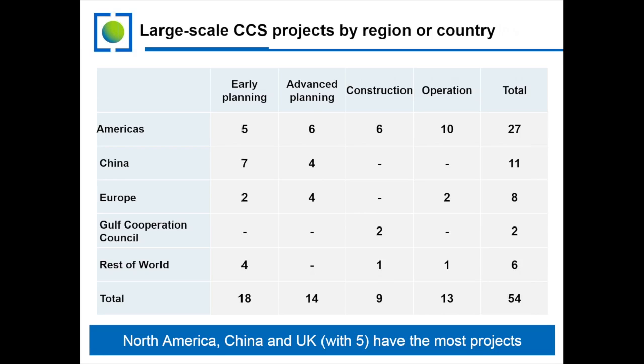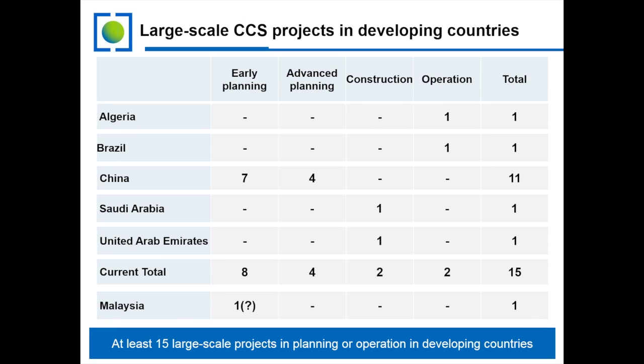storage. And by large scale, I mean that the projects are capturing at least 800,000 tonnes of CO2 per annum for a coal-fired power station and at least 400,000 tonnes of CO2 per annum for an industrial facility or a natural gas-powered power station. So this is just context, because what's of more interest in this presentation is what's specifically happening in large-scale projects in developing countries. And you can see here that the current total is about 15 projects, and that represents about 28% of large-scale projects around the world are in developing countries, remembering that I do mean non-Annex 1 countries under that definition.